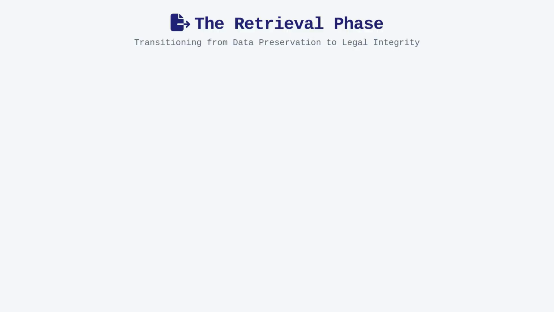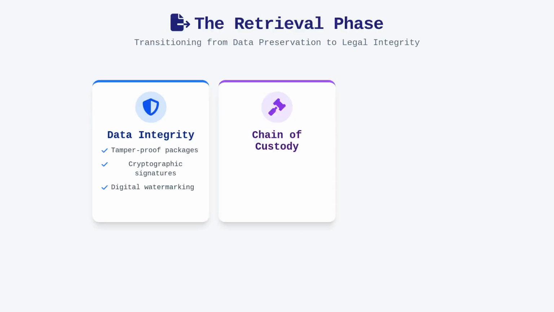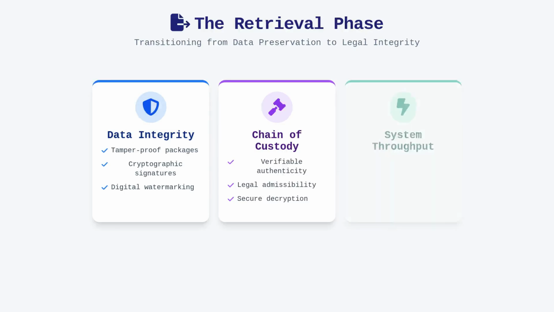When we transition to the retrieval phase of this architecture, the technical requirements shift from data preservation to data integrity and chain of custody. Law enforcement and security teams often require the rapid export of forensic packages, which must be tamper-proof and verifiable. A secure archiving architecture must facilitate the export of video in a way that includes the necessary cryptographic signatures or digital watermarks to prove that the footage has not been altered since the moment of capture. This is where the physical layout of your storage hierarchy meets the functional requirements of legal admissibility.